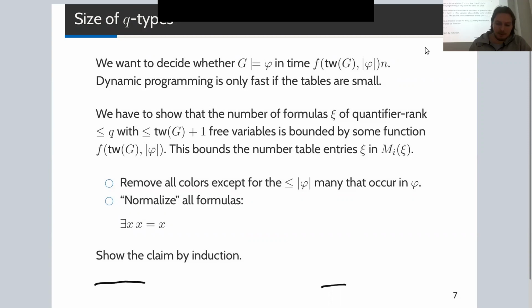Oh, it's not very visible. Oh, what's strange here? Somehow it's not synchronizing the slide.